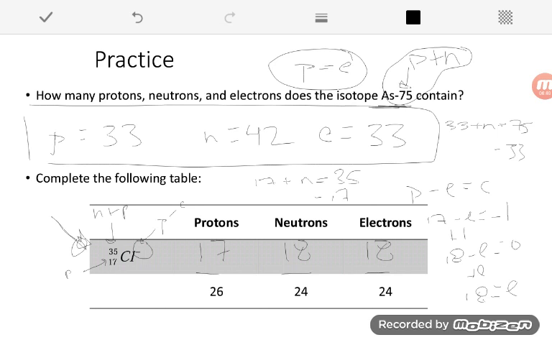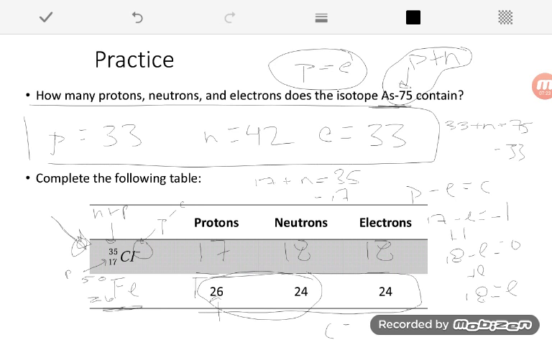Finally, for this last one, it's giving me protons, neutrons, and electrons, and it wants me to fill in the notation right here. The first thing we need to do is figure out the symbol. So we look at the protons. We look at the element on the periodic table with an atomic number of 26, which is going to be Fe, and that 26 goes in the bottom left-hand corner. To get the top left-hand corner, my mass number, I just need to add up my protons plus my neutrons. So 26 plus 24 gives me 50. That's what goes right there.